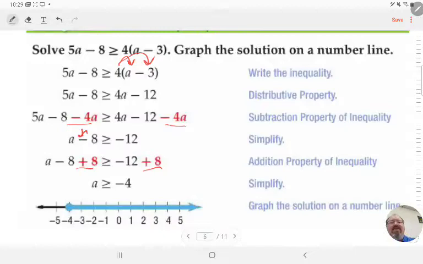Now again, to graph this, it's an or equal to, so it would be a solid dot. And then the variable is on the left and is pointing to the right, so it's greater than, so I just draw to the right. Okay?